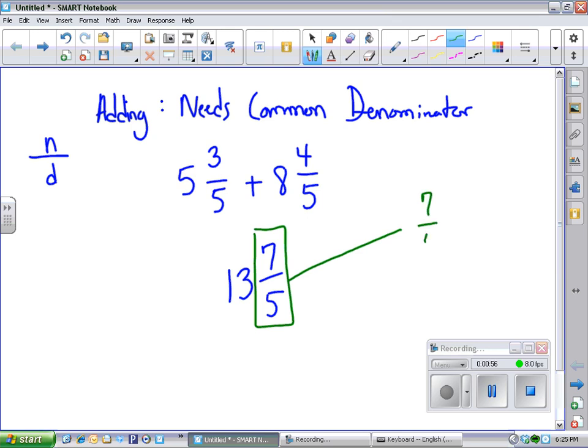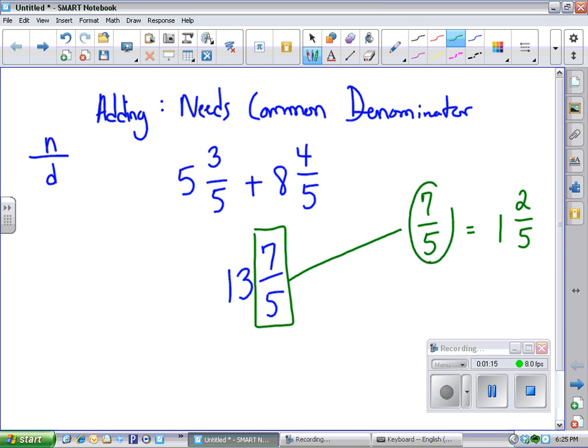And if you had just an improper fraction, you would be asking yourself, how many times does 5 go into 7? Well, it will go in 1 whole time, and there will be 2 left over. And we were working with fifths. All right, so there's the 1 and 2 fifths.